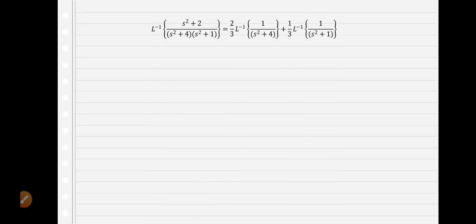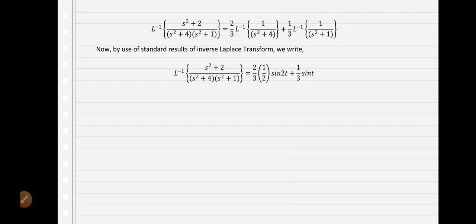the constant multipliers are taken out of the L inverse operator. The terms inside the curly bracket are similar to 1 upon s square plus a square. So by using the standard results, we get the answer as 2 by 3 into 1 by 2 sine 2t plus 1 by 3 sine t. On simplification, 1 by 3 sine 2t plus 1 by 3 sine t, it should be plus. It is by mistake written as minus. It should be plus. And taking 1 by 3 common, we get 1 by 3 (sine 2t plus sine t).